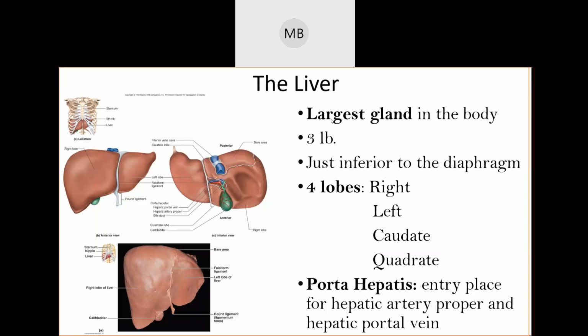So your liver is technically the largest gland in your body, right? It's about 3 pounds. Your liver is pretty huge, right? It's just underneath your diaphragm, and it has 4 main lobes to it. You have the right big lobe, the left lobe, the caudate lobe here in the back, and then the quadrate lobe, right? So you have caudate lobe and quadrate lobe, right?